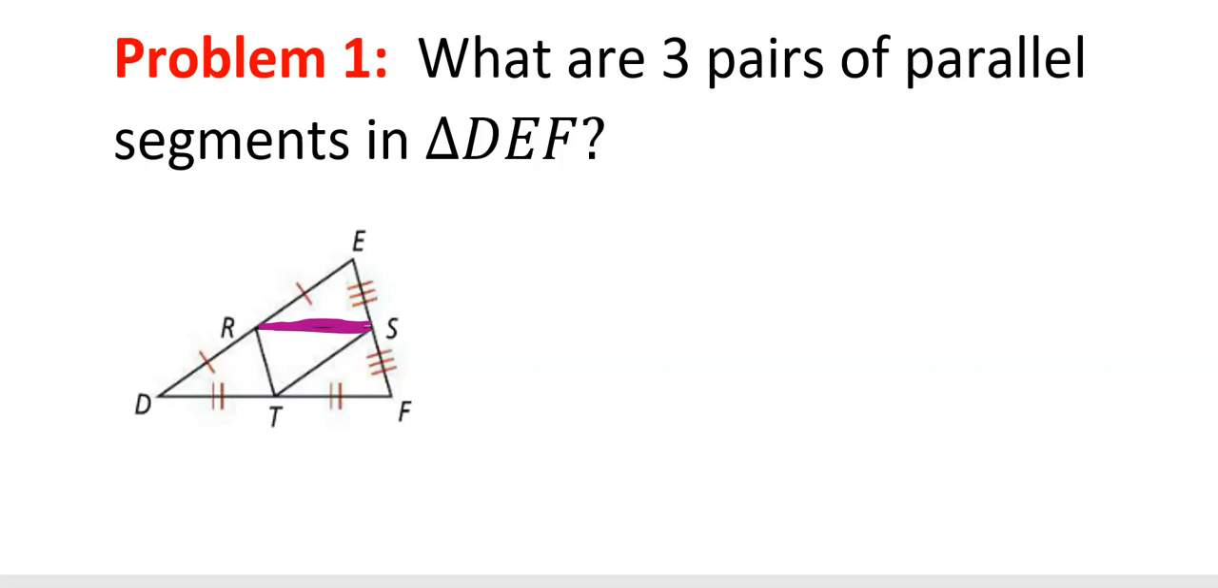So what is RS going to be parallel to? And you have to go all the way across, just like Kylie said. So DF. So this little shorter one is parallel to the longer one at the bottom. And that's really all you're doing.